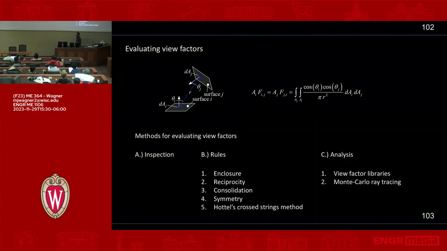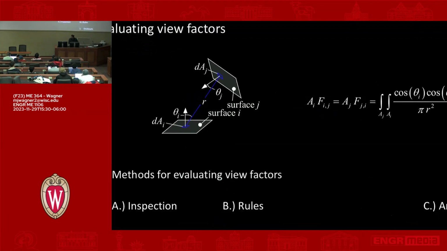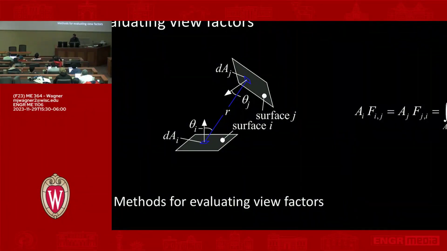Okay, evaluating view factors. So first of all, there is a formal definition for the view factor. I won't make you write the equation, but that's what it is up there. Let's just walk through what's going on here. This is saying that if I want to compute the area of a surface times the view factor, I can do that by taking this double integral. So let's imagine that I have two surfaces, surface I here and surface J up here, and I want to compute the view factor between them.